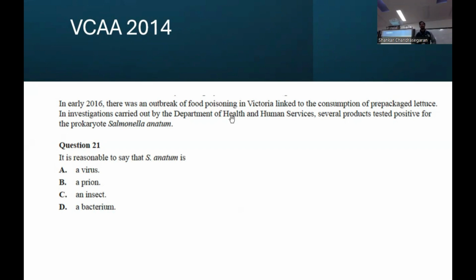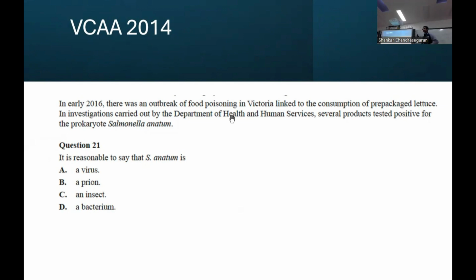What is the most appropriate answer? Does everyone have an answer in their head? Anyone doesn't have an answer yet? All right, can I get everyone who says the answer is A? Raise your hands. Who says the answer is B? Raise your hands. Who says the answer is C? Raise your hands. And who thinks the answer is D? Raise your hands. The answer is D.